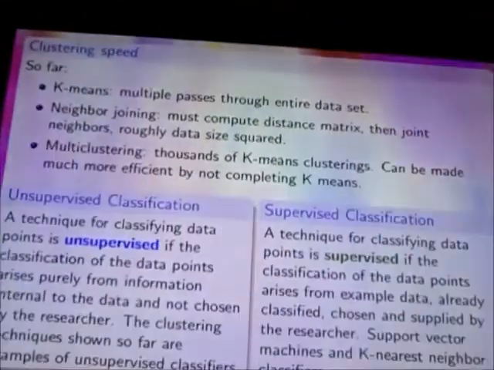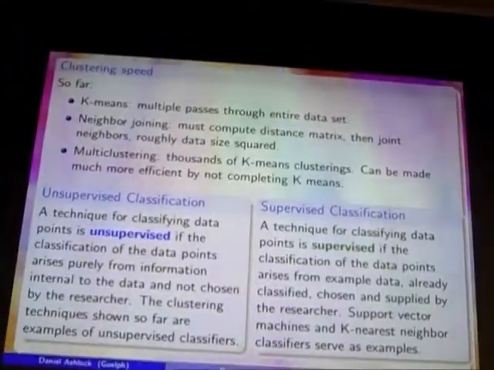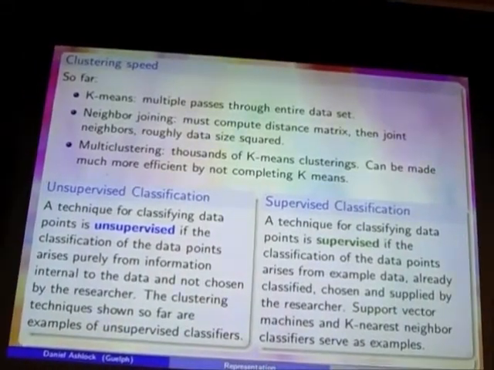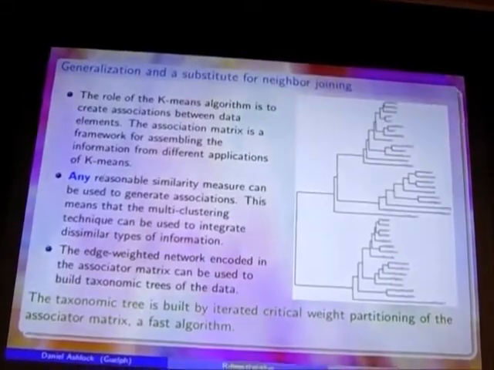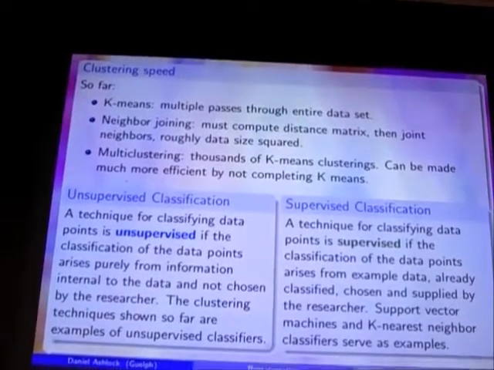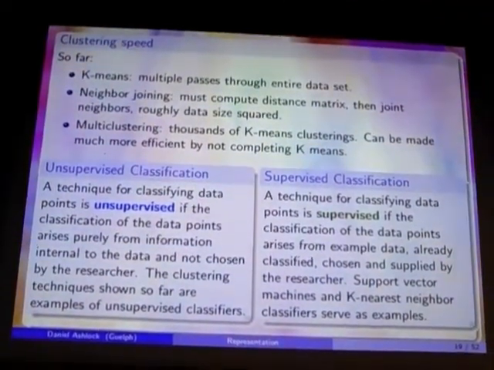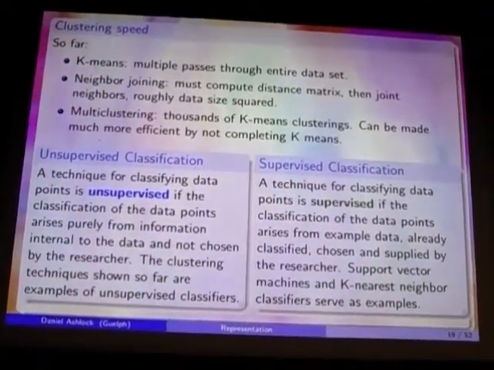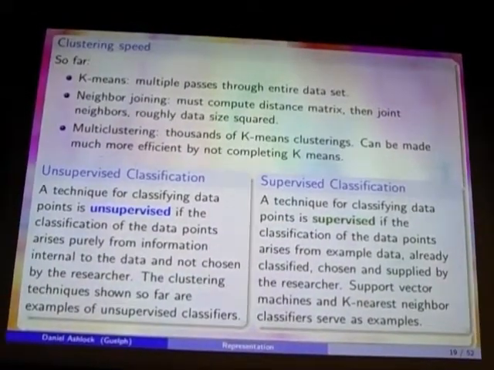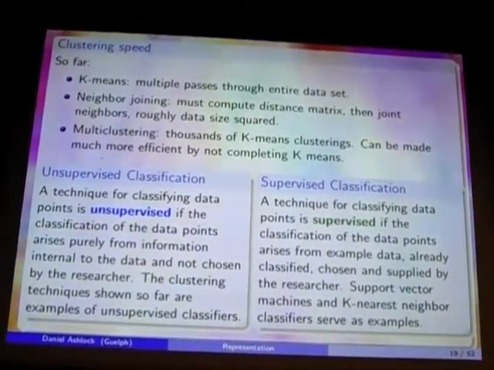So, k-means makes multiple passes through the data. It's not too fast. Neighbor joining, the thing I did to do this, once you have the data you're neighbor joining on, is actually quite fast. You have to compute a distance matrix, but it's just squared. And then multi-clustering is remarkably slow, though you can make it more efficient by playing games.